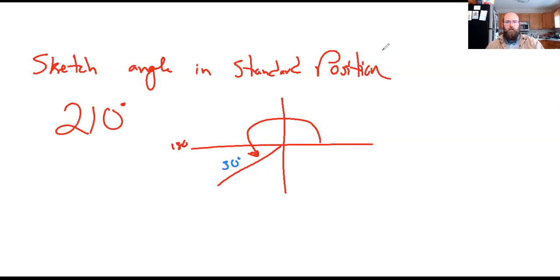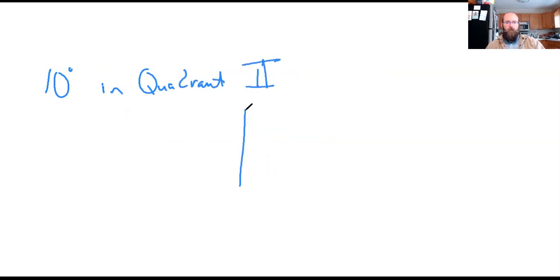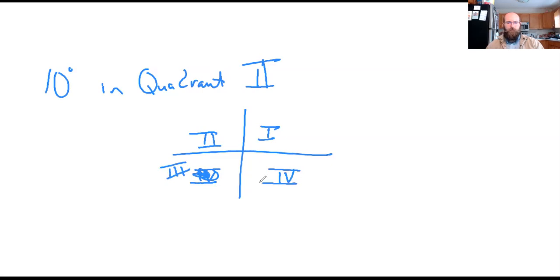Let's do one where it's a little more challenging. What if I told you that it was a 10-degree angle, but I'm in quadrant 2? Ooh, getting tricky, right? So first, what are my quadrants? This is quadrant 1. Here's 2, 3. Oh, that's not 3. 3 and 4. Okay, so the 1 before the V means 1 less than V, and V is 5. So 1 less than 5 is 4.